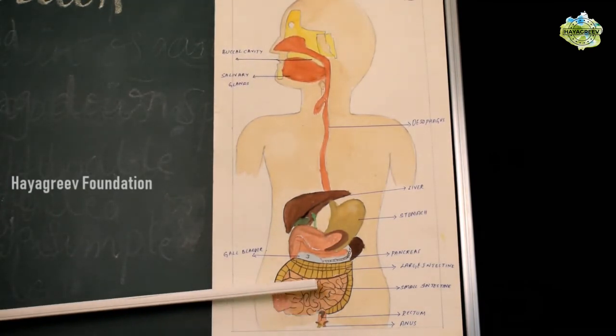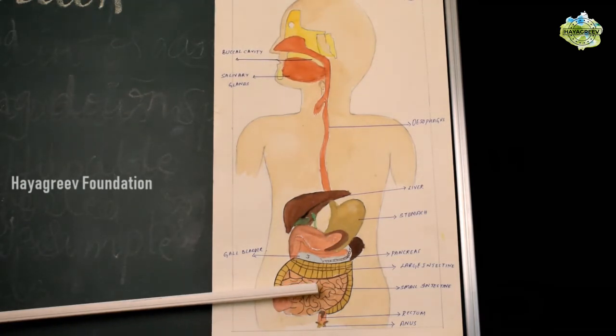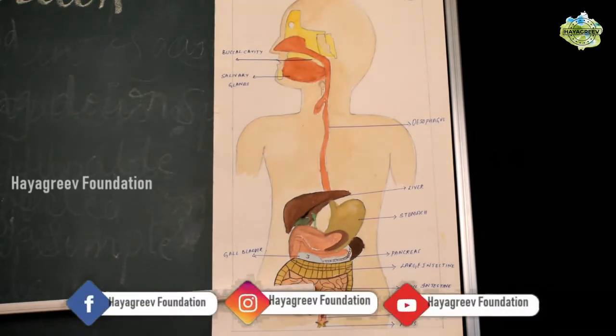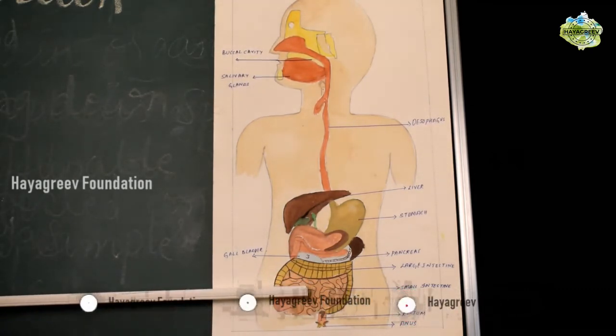The inner space of villi will also contain a space which you call lacteal. So that lacteal will contain a connection of your artery, vein as well as the capillaries, which will help in absorption of your fats. Got it?